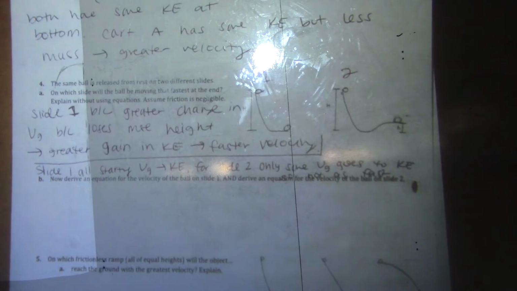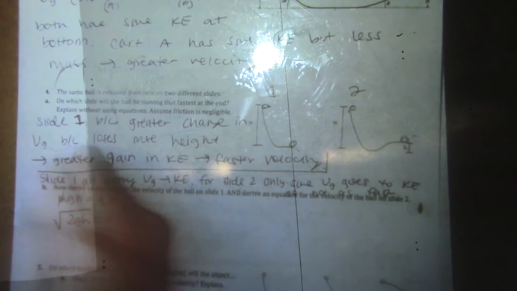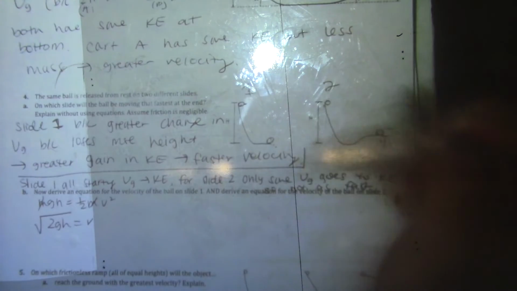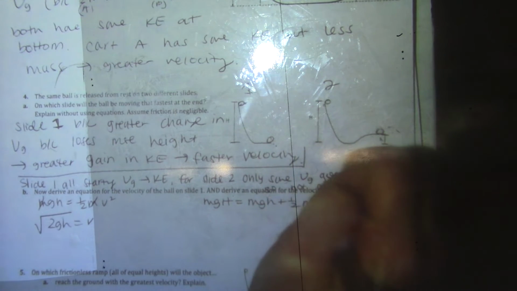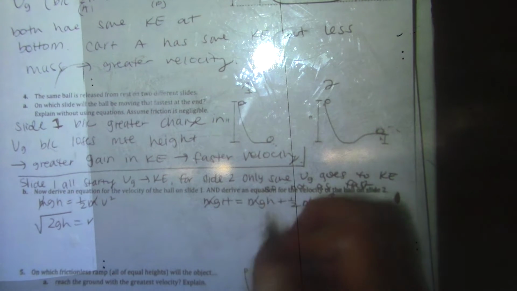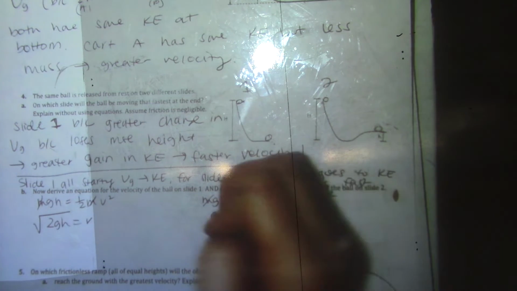Alright, now we want to actually derive an equation for the velocity in slide 1 and slide 2. Here, it's starting from rest, so I'm setting mgh equal to 1/2 mv squared. The m's cancel, 2gh equals v squared, take the square root. Here, I'm starting with mg capital H, and then it's going to mg little h plus 1/2 mv squared. The m's still cancel. Subtract this little h over to get 1/2 v squared. Multiply everything by 2. Take the square root. The square root of 2 times gH minus gh equals your velocity.